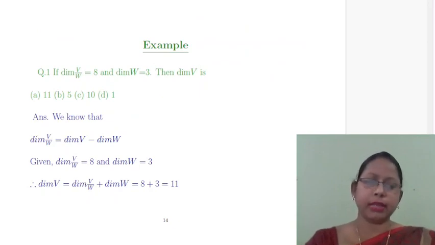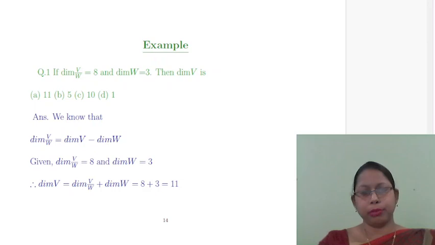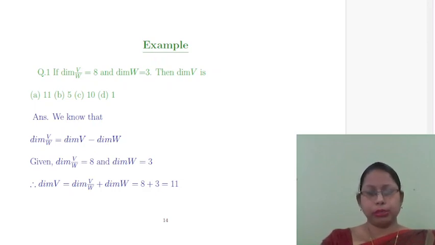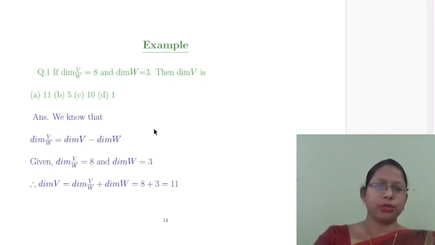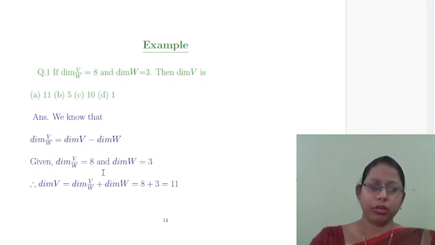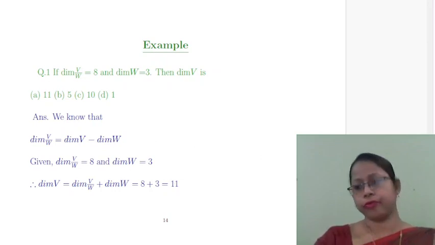Next example: if dim of V by W is equal to 8 and dim of W is 3, then find out dim of V. We know that dim of V by W is equal to dim of V minus dim of W, given dim of V by W is equal to 8 and dim of W is equal to 3. Therefore, from this equation, dim of V can be written as dim of V by W plus dim of W. Putting the values of dim of V by W and dim of W, we get 8 plus 3 equal to 11. That is the answer.